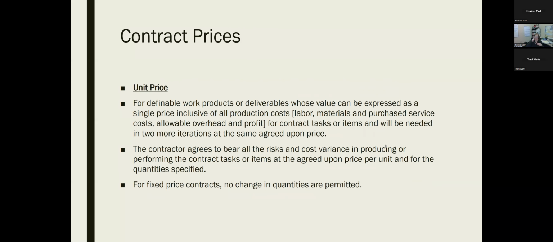For unit price, the definable work products or deliverables whose value can be expressed as a single price inclusive of all production costs. So this would be something like labor, materials and purchased services, allowable overhead and profit for contractors. The contractor agrees to bear all risks and cost variance in producing the contract tasks or items agreed upon in the price per unit for the quantity specified. So for fixed price contracts, there are no changes in quantity permitted.